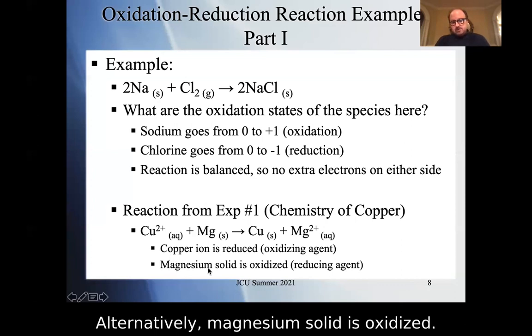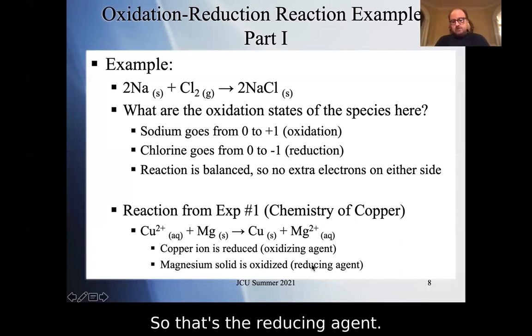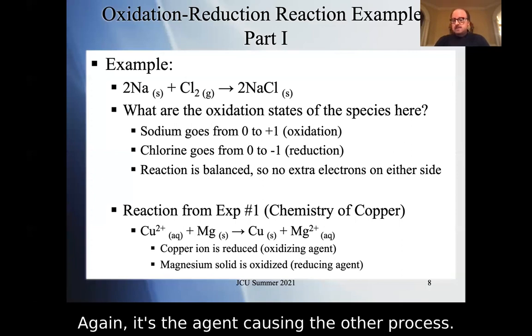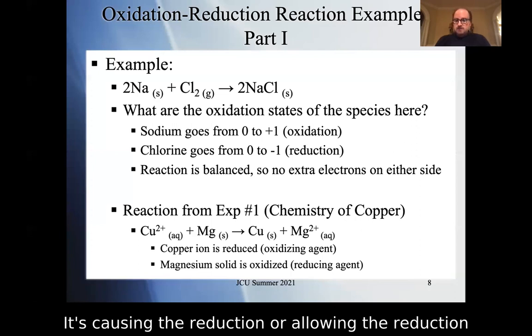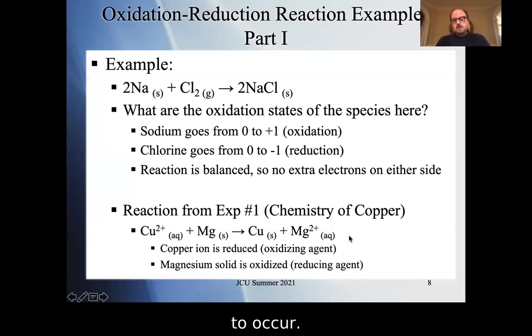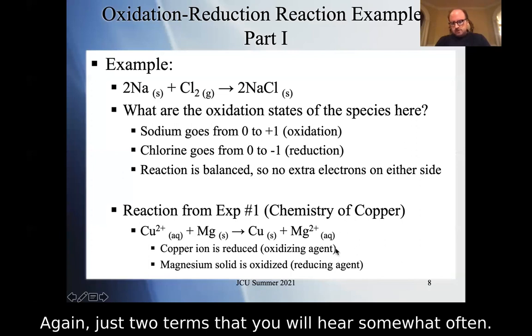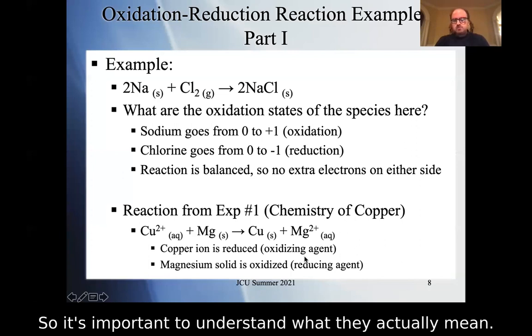Alternatively, magnesium solid is oxidized, so that's the reducing agent. Again, it's the agent causing the other process. So copper ion is reduced, it's the oxidizing agent. Magnesium metal is oxidized, it's the reducing agent. It's causing the reduction or allowing the reduction to occur. Again, just 2 terms that you will hear somewhat often, so it's important to understand what they actually mean.